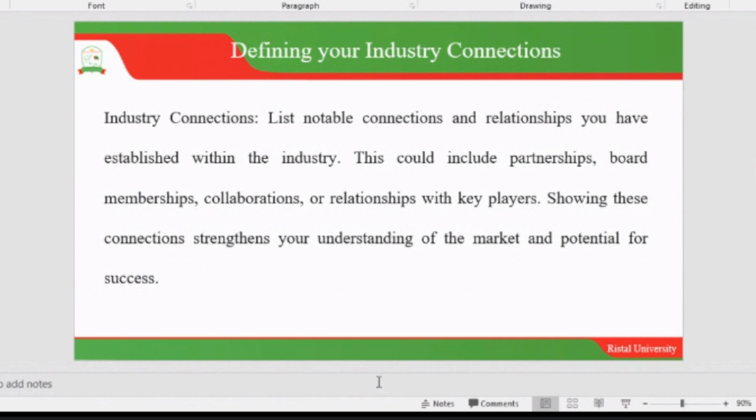So you list notable connections and relationships you have established within the industry. This could be partnerships, board members on your team, collaborations or relationships with key players in the field that you are bringing an innovation to. So when you show these connections, you strengthen your understanding of the market and potential for success of your innovation or business idea.